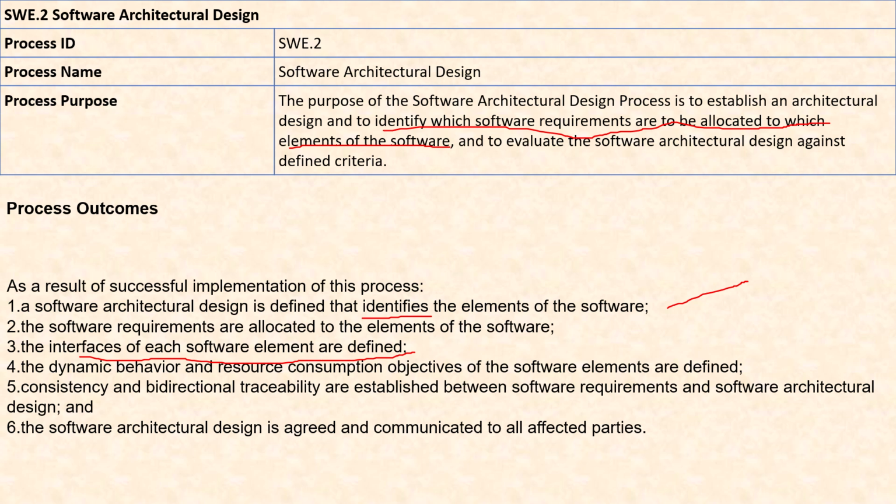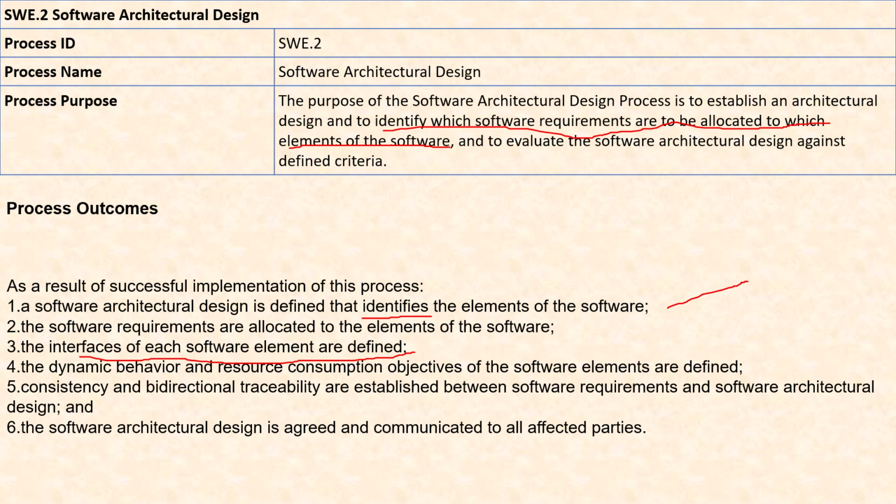Next is step number 4. The dynamic behavior and resource consumption objectives of software elements are defined. So how are these elements behaving when the software is actually working? That is called dynamic behavior.